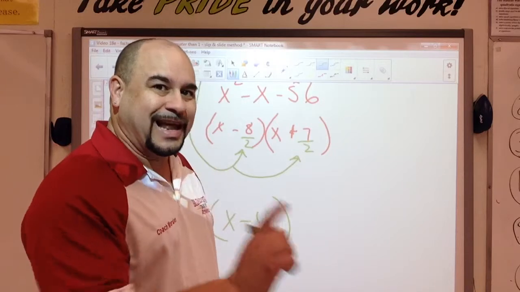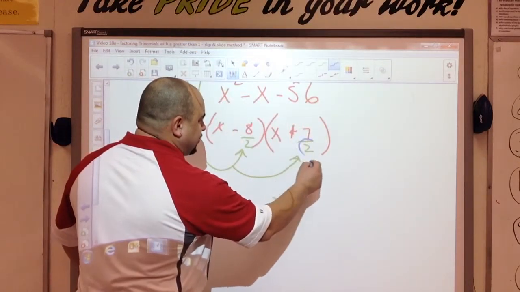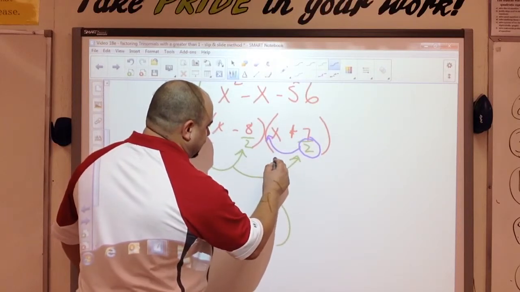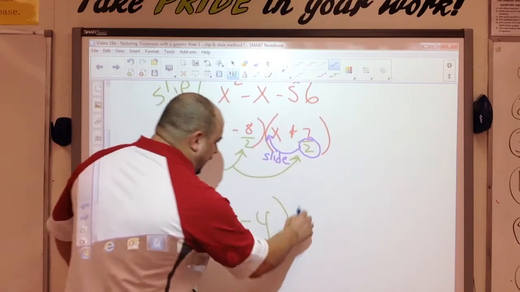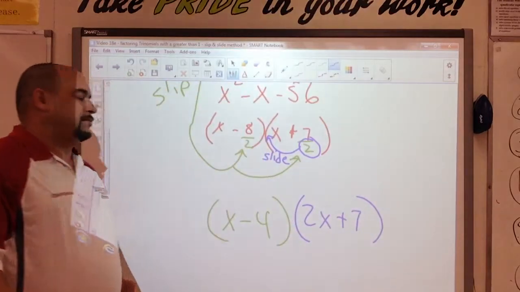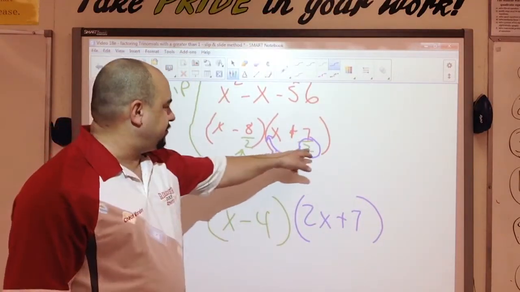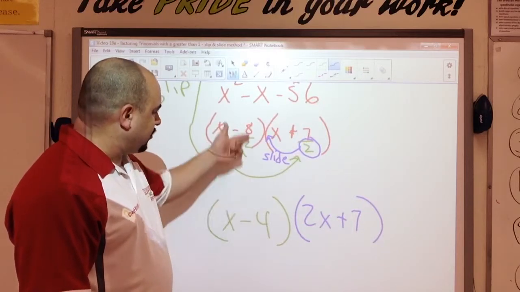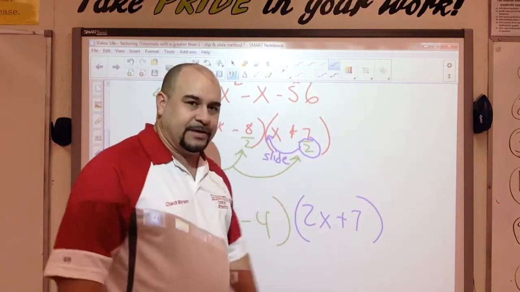Now 7 is not divisible by 2. So this is where the slide comes in. And I'm going to show it to you in blue. So I'm going to take this 2 here, and I'm going to slide it in front of the x. This is what we call the slide. So I'm going to rewrite this as 2x plus 7. And you're done. So I just showed you the slip. You always see the slip. And sometimes you don't have to do the slide because it factors out or simplifies evenly. But in this case it does not, so you have to slide the 2 in front of the x.